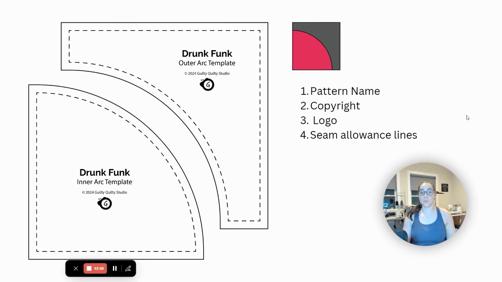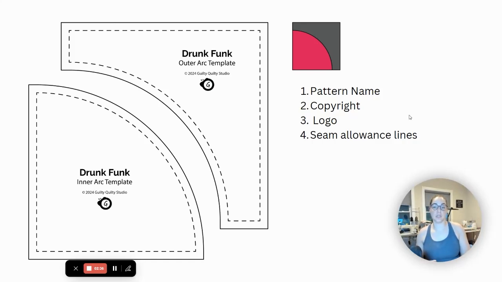So there are 4 elements that are really critical to include anytime you have templates in your pattern. The first is the pattern name on the template, and that's because these things are meant to get printed out and cut out, and they're going to get separated from the pattern. As we all know, anytime you've got loose paper floating around your sewing room, it's really easy for that to get lost, and then you find it a month later and you pick it up and go, I have no idea where this came from or what it goes to. It's just going to go in the bin. Not ideal. So if you have the pattern name on the template itself, it makes it really easy.